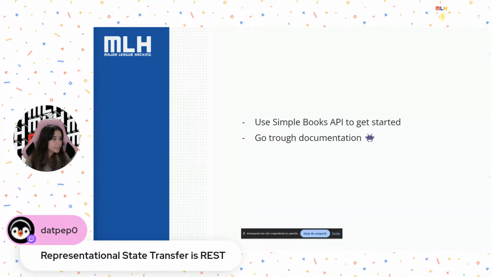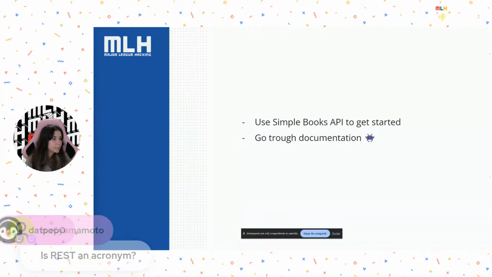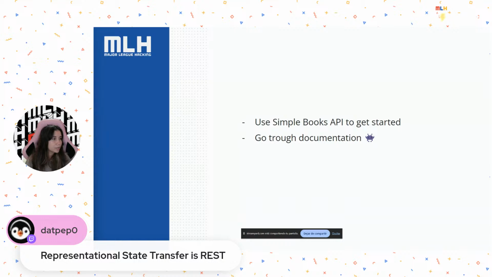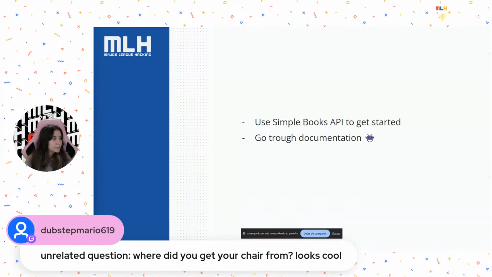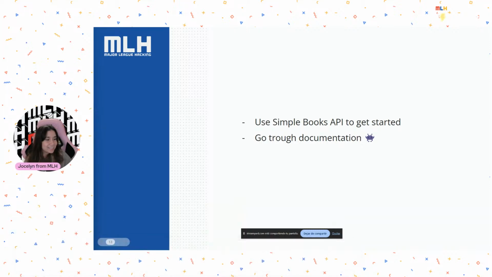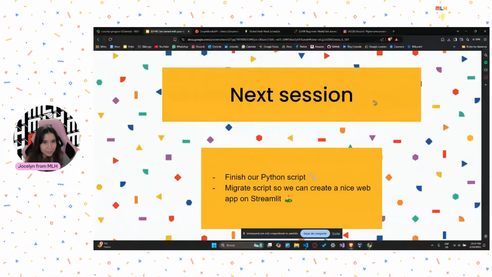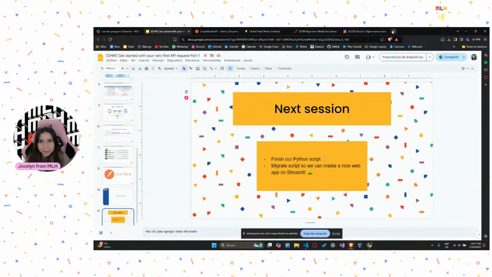Yeah, thank you for answering the question about what REST means. That's super helpful. Or a question, where did you get your chair from? So I literally ordered it from Amazon. That was a while ago, and it was pretty cheap actually. So yeah, it is from Amazon. Perfect. I'm kind of cold right now. I'm not used to cold weather, but it's cold right now.